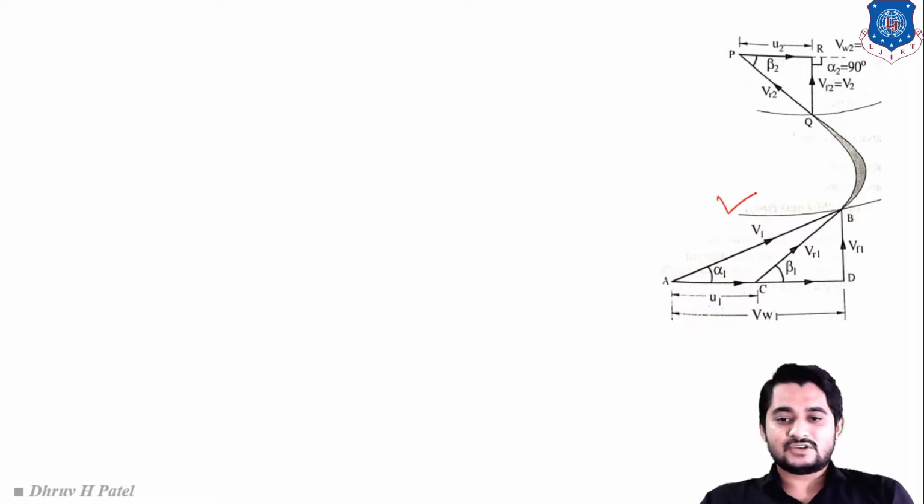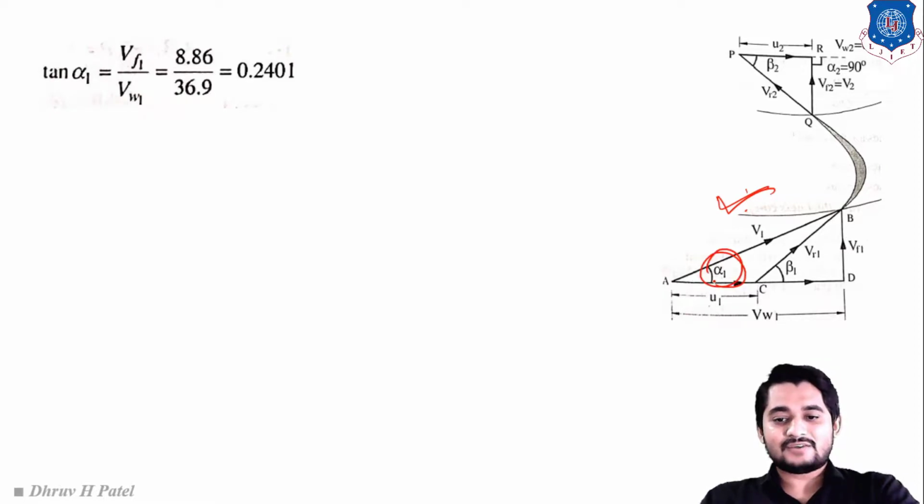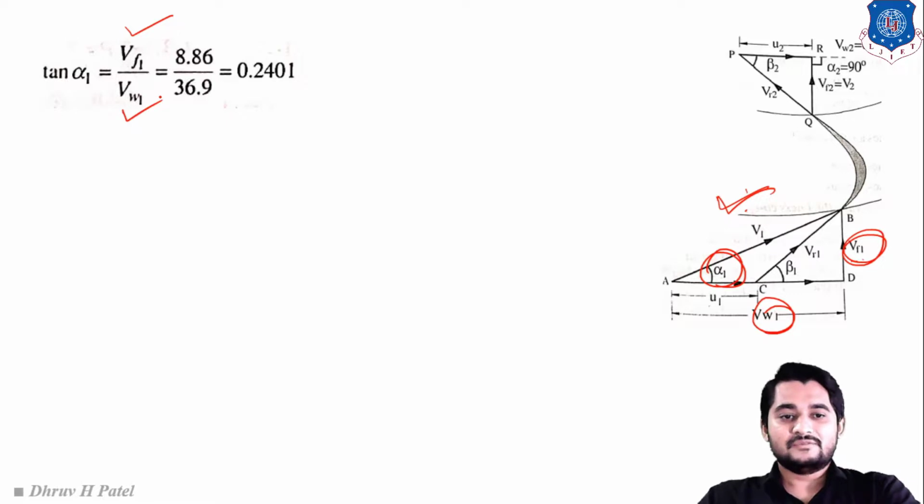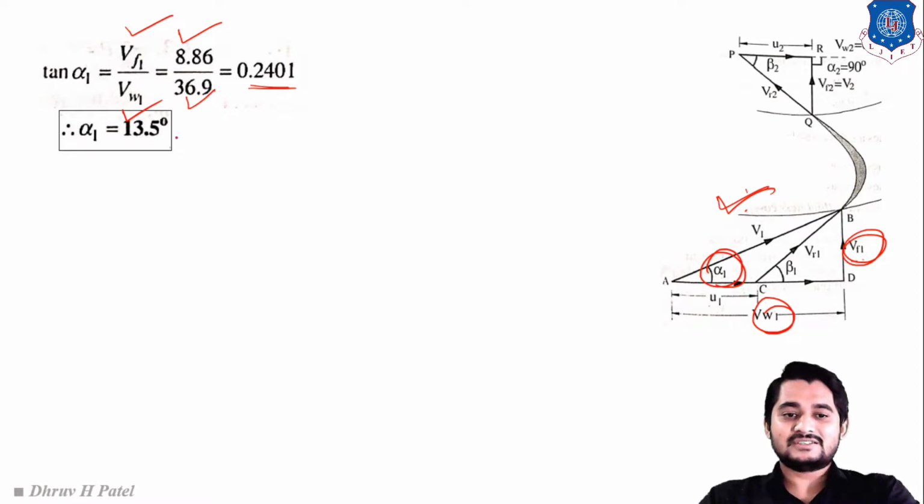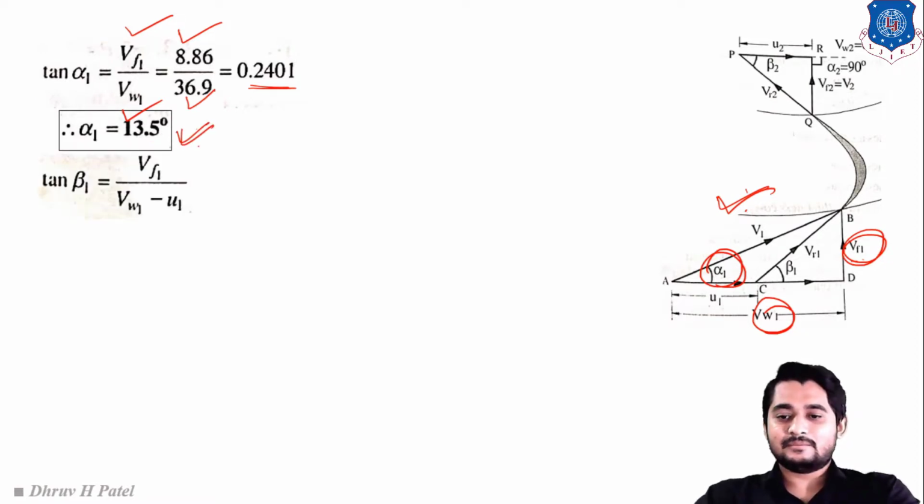So here is the velocity triangle. Now we have to find all the angles. The first angle will be alpha 1. For tan alpha 1, the opposite side will be Vf1 and the nearer side will be VW1. So tan alpha 1 is Vf1 divided by VW1. Now Vf1 is found by us and VW1 is also found by us. So we can write tan alpha 1 is equal to 0.2401, right? So alpha 1 is equal to 13.5 degree. Clear students?